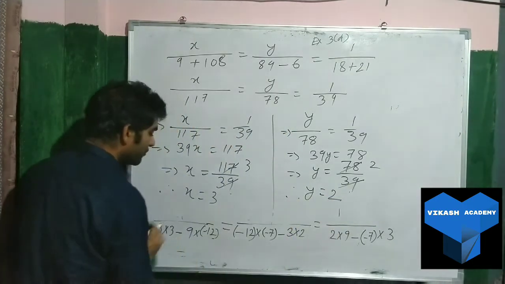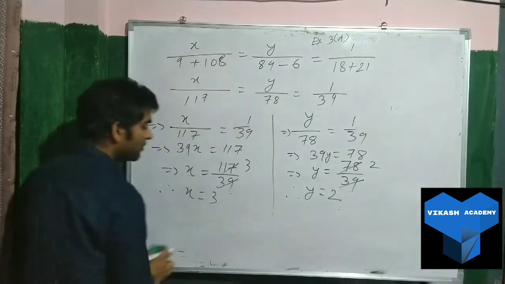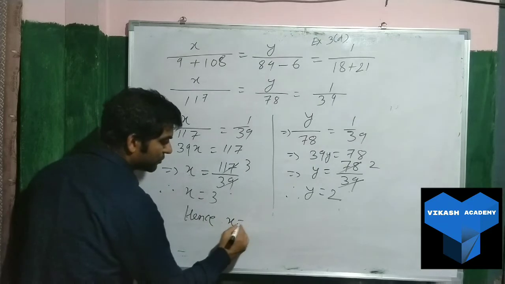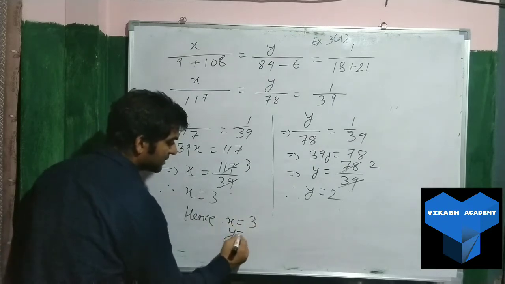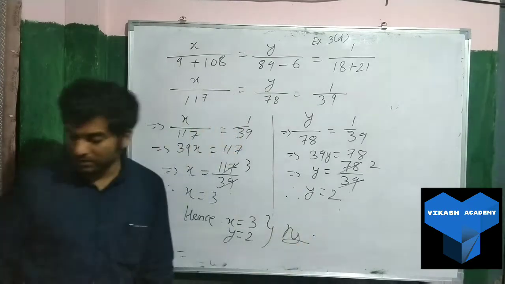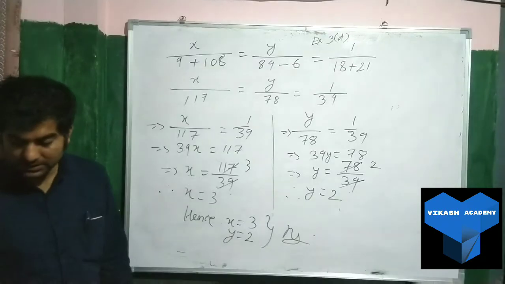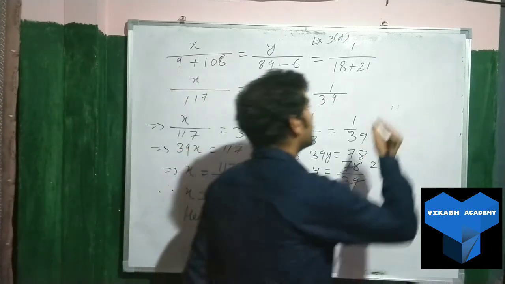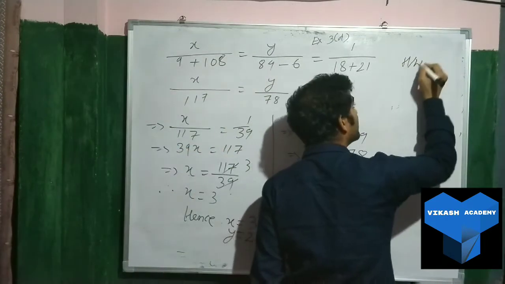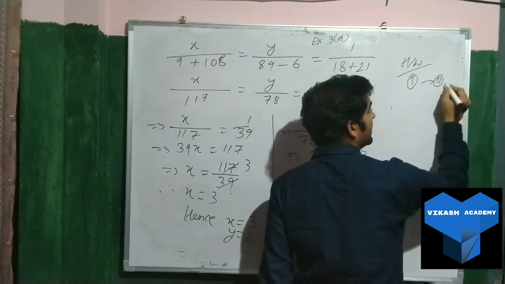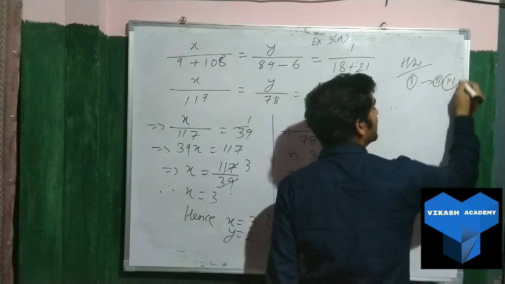So x and y value we got here. We will write down, hence x is equal to 3 and y is equal to 2, and this is our answer. Okay, so x we are getting 3 and y we are getting 2. So now write down your homework. Question number 1 homework will be question number 1, 2 and 3 you will try similarly.